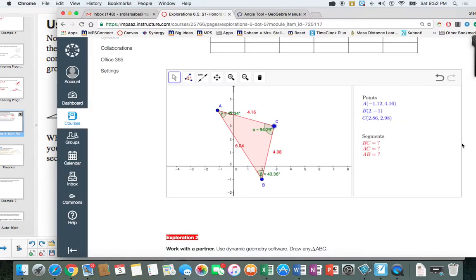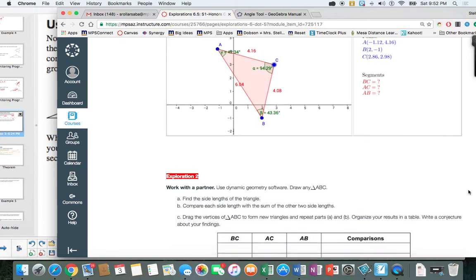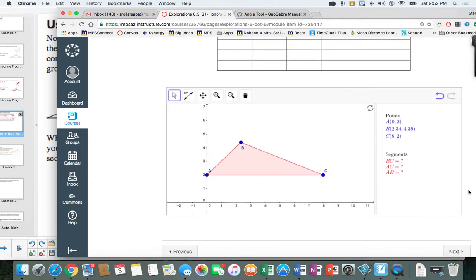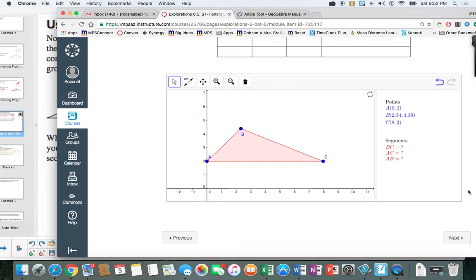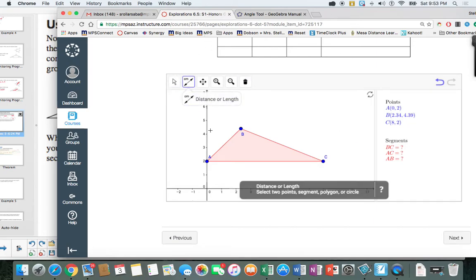Let's go to exploration 6.5 and take a look at manipulating lengths of sides here. So here we have a triangle, and let's go ahead and find the lengths of all the sides.